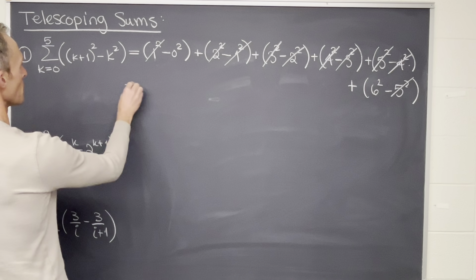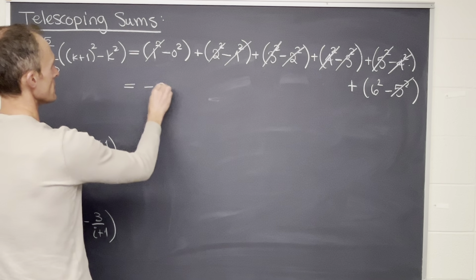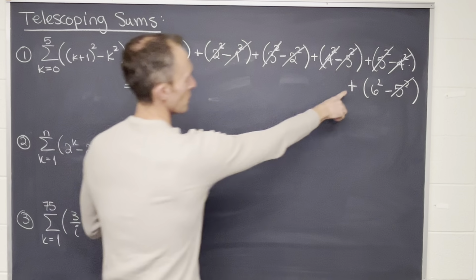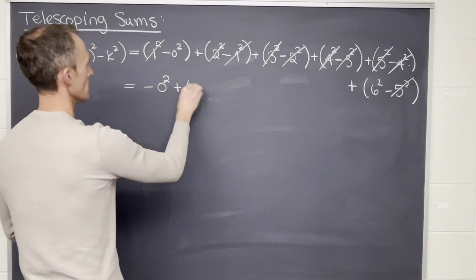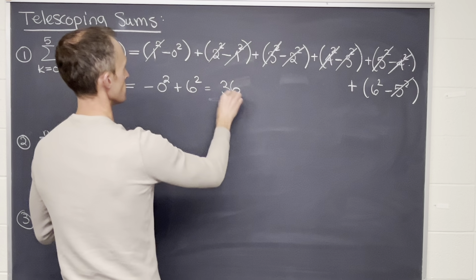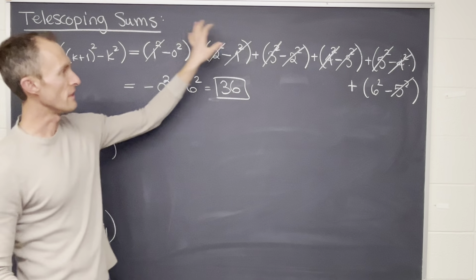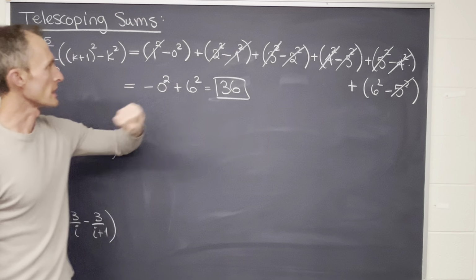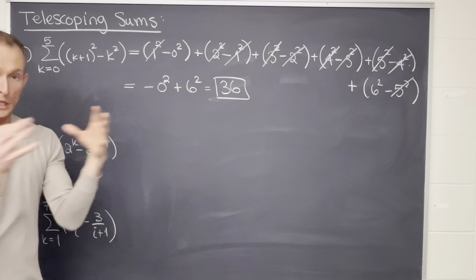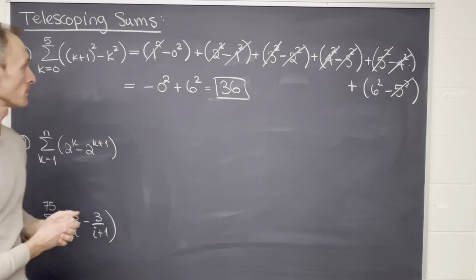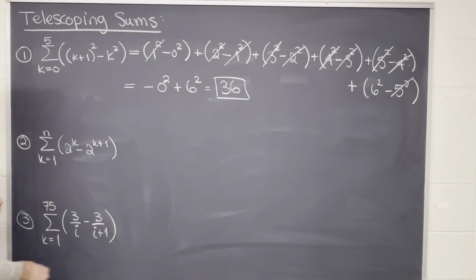So what do I end up with at the end of the day? I get minus 0 squared, and then I get plus 6 squared, which is just 36. Okay? So that's a very clever way for evaluating summations like this, provided that they actually do collapse, that they do telescope, okay? So let's see what happens with this one.